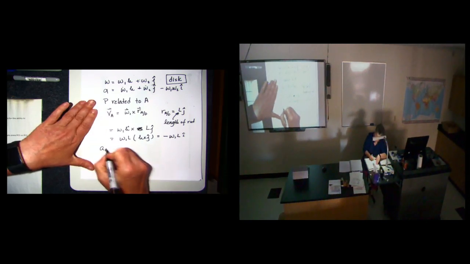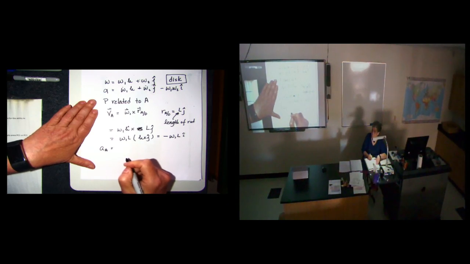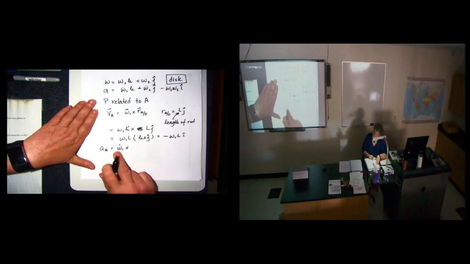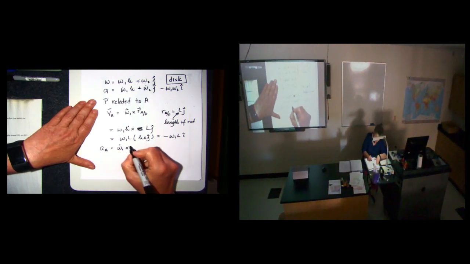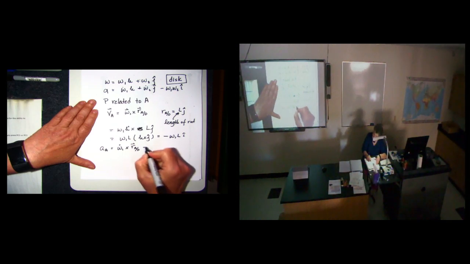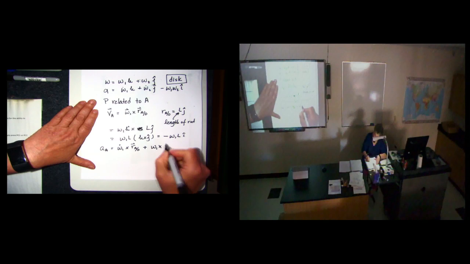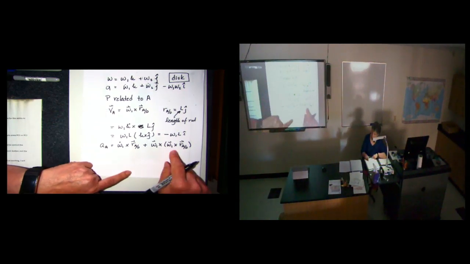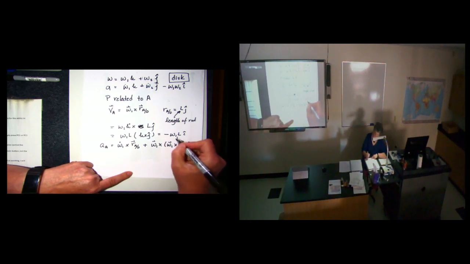And my acceleration of A, this is where things get really fun, right? It's omega 1, time derivative of omega 1, RAO plus omega 1 crossed with omega 1 crossed with RAO. And everybody feels like they're in calculus class at this point. Vector calculus class at that. Well, we already know that one, because this is this right there.